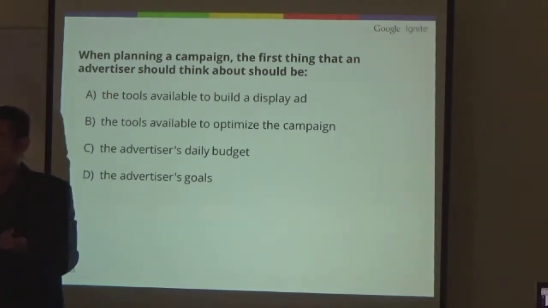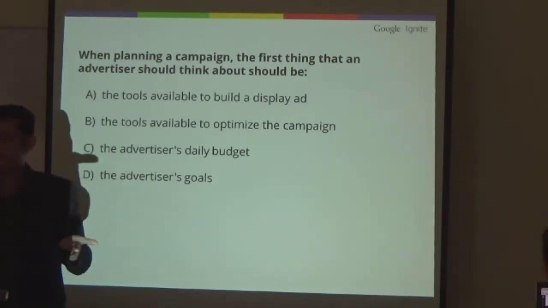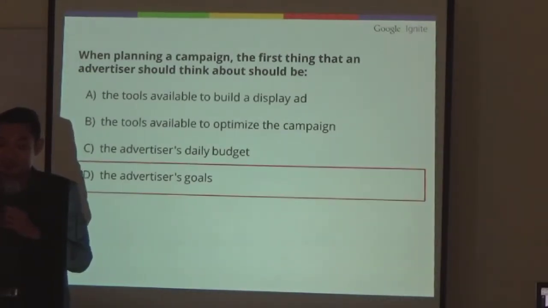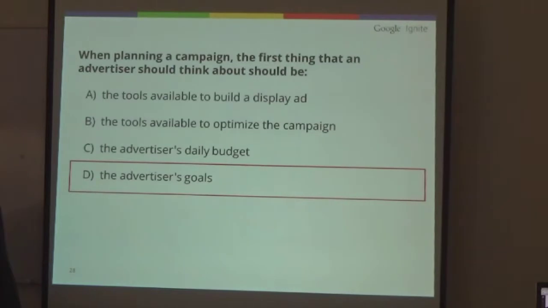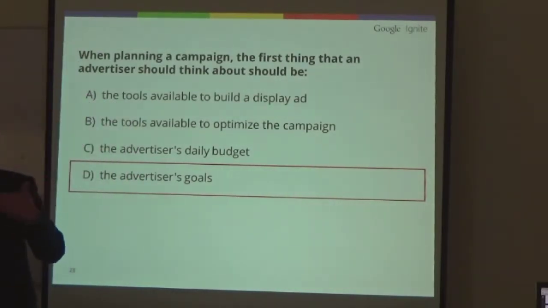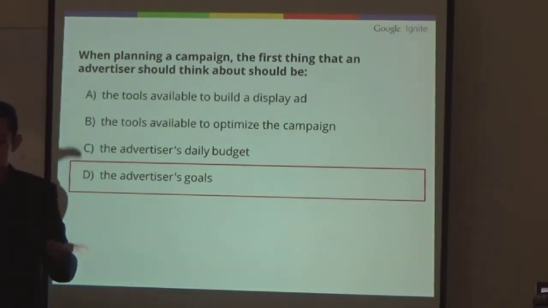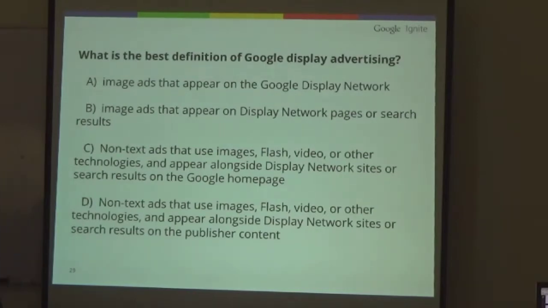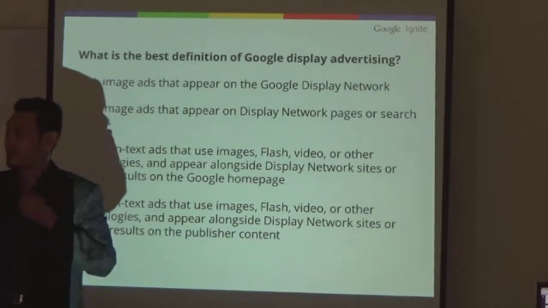How about B? Tools available to optimize the campaign. True or false? C, daily budget. True, false? How about D? D, advertiser goals. So please mark it on your PDF that this is what makes sense here. The goals are important, yes, before you even start choosing what kind of target options you want to go into GDN. You start off with the goal, whether it's a direct response or a brand awareness campaign. Yes?